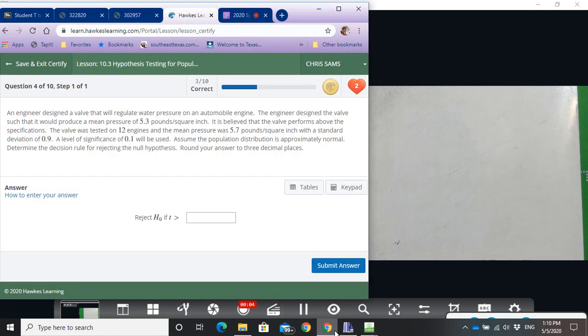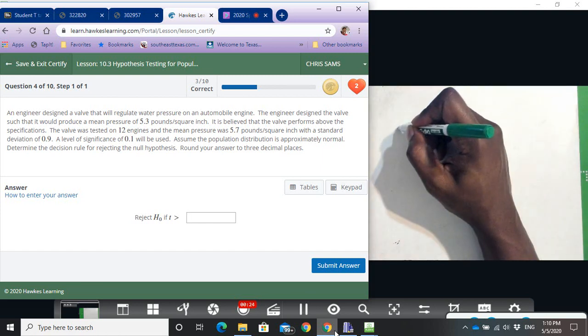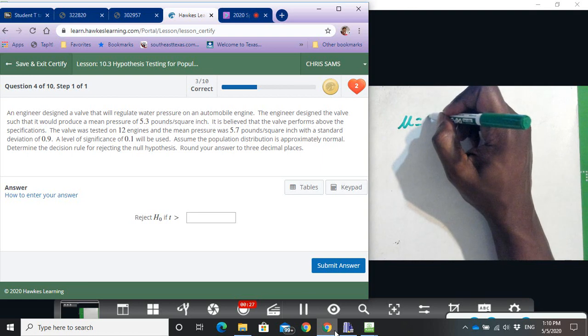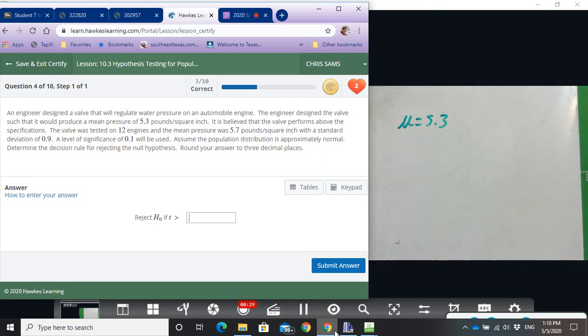Okay, so number 4 wants to know if we will reject or fail to reject the null. This one says an engineer designed a valve that will regulate pressure on an automobile engine. The engine valve was designed to produce a mean pressure of 5.3. Okay, so the mean would be 5.3. It's believed that the valve performs above specifications.